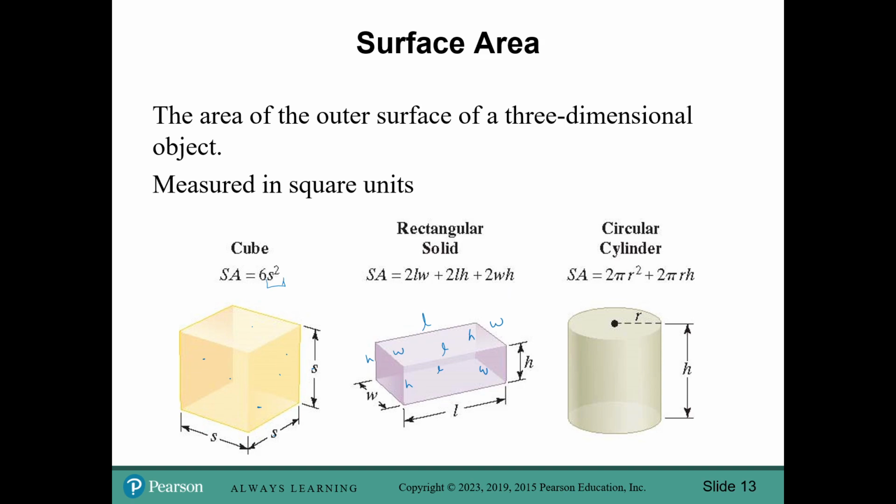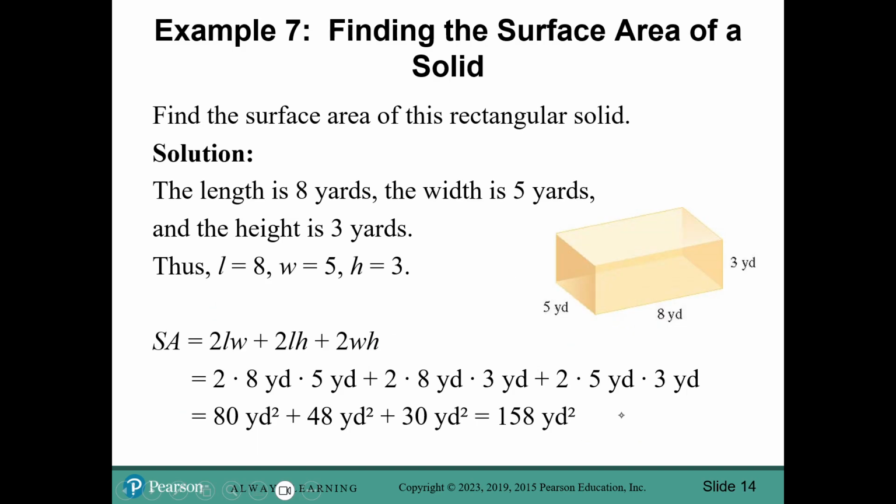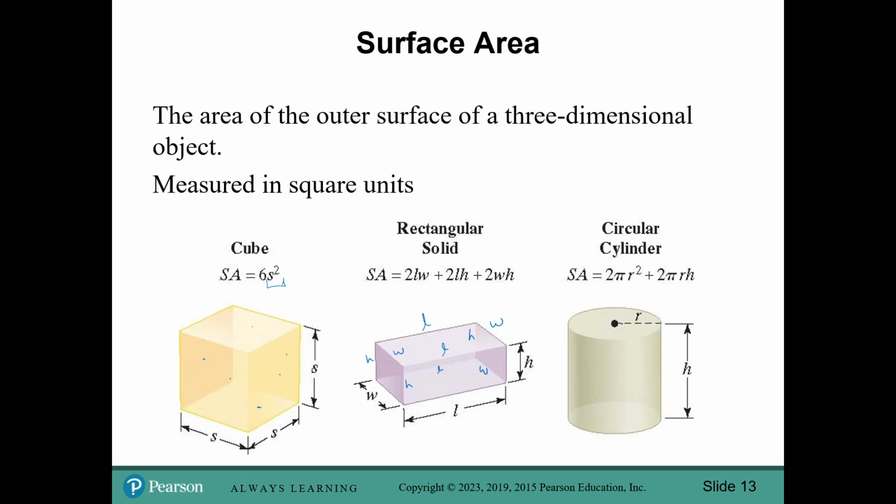A circular cylinder. Surface area here is 2 pi r squared plus 2 pi rh. What we're looking at here, you've got 2 pi r squared, which basically is going to give you the surface area. Pi r squared is the area of a circle, which gives you the 2 circles, the one on top, the one on the bottom. 2 pi rh is going to give you the area of the exterior here, because that's going to make up this prism kind of thing here.